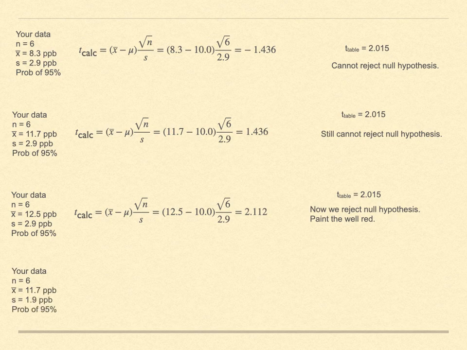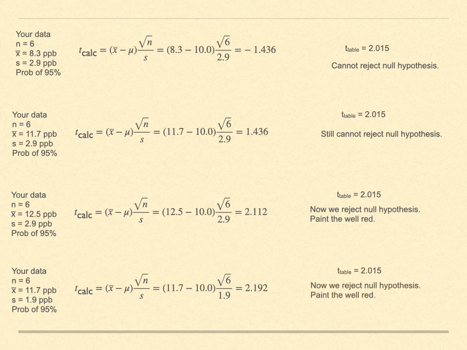So only the standard deviation has changed. We plug it in and find that the calculated t-value is 2.192. We're still comparing this to 2.015, so we reject the null hypothesis and paint the well red.